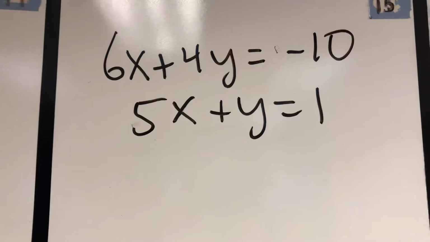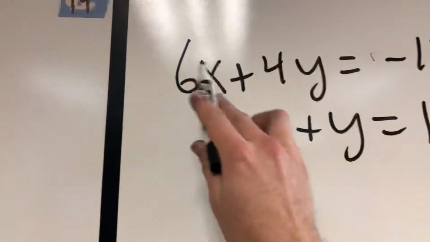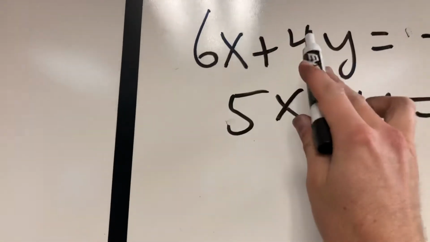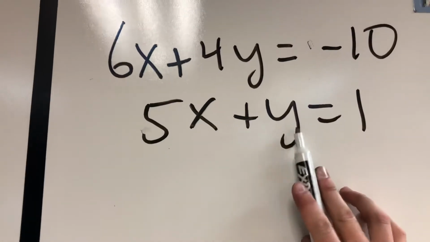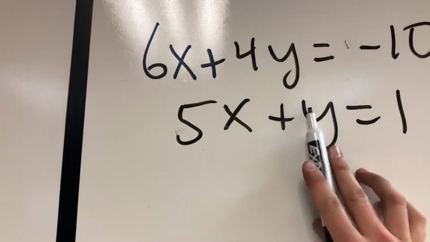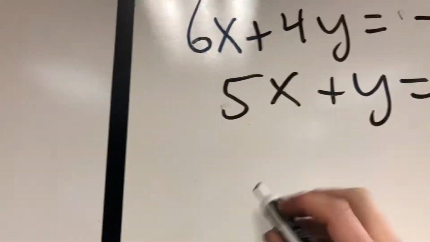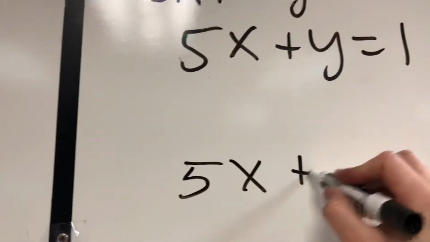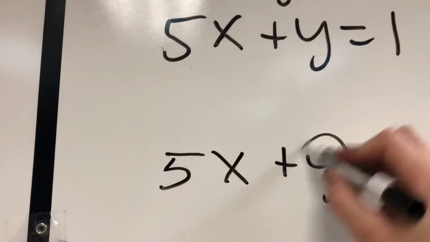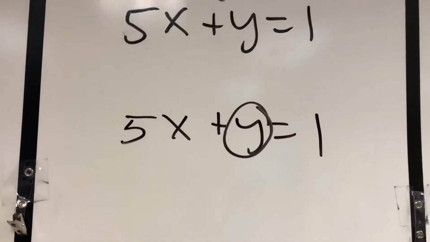And I'm gonna be strategic. I'm not gonna try and solve this for x or y because it's gonna be more complicated. I'm gonna go find this normal y down here that doesn't have a number out front because this should be easier to solve. So I'm gonna take this equation, 5x plus y equals 1, and I'm gonna solve it for y. I want it totally alone.